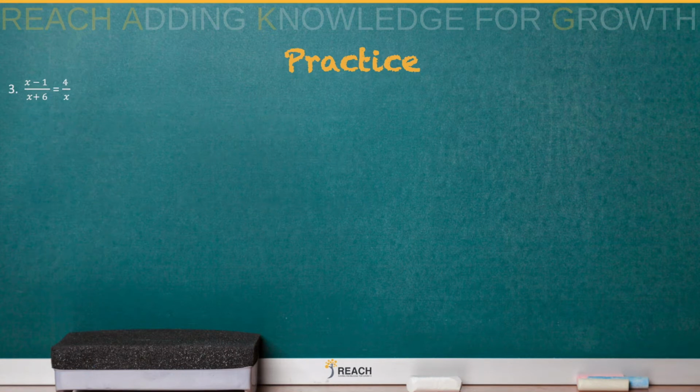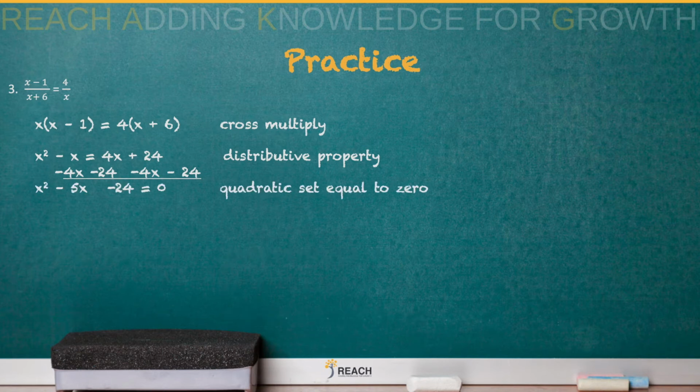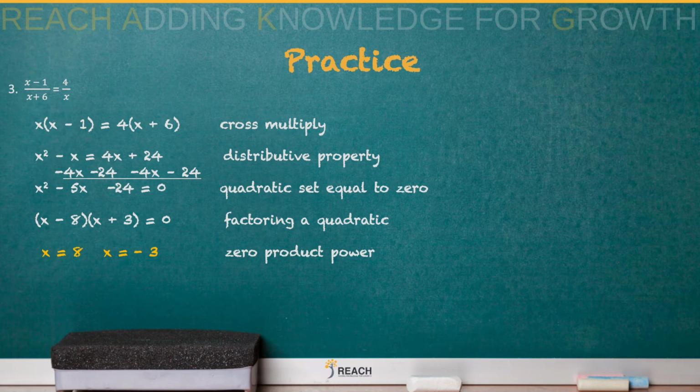All right, next for number 3. Case 1, because it's one rational fraction equals one rational fraction, so you cross multiply. And we get x squared minus x equals 4x plus 24. Because this is a quadratic, it must be set equal to 0, so we move everything to one side of the equation to get that standard form, ax squared plus bx plus c equals 0. Now we factor it, and then we solve it by using the zero product property. We get x equals 8 and x equals -3.